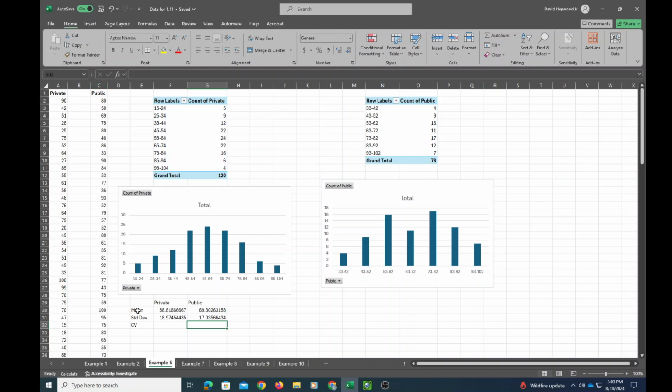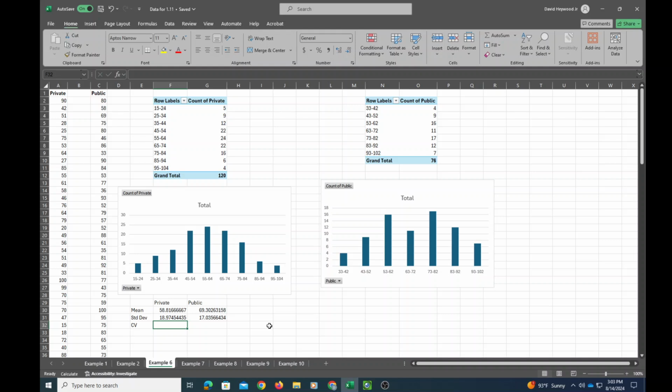There it is for public schools. And then we'll want to compare CVs. Rather than comparing standard deviations, we'll compare coefficients of variation, just because the means are not the same, and so you can't necessarily say that there's more spread amongst private schools than there is amongst public schools just by looking at the standard deviations, although that may be the case.